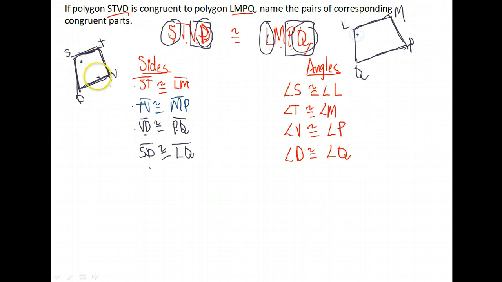And notice our angles match up also. S to L, T to M, V to P, and D to Q. So those are 2 ways you could do it. You can draw a figure, or you can just look at the order of the letters in the name and match them up.